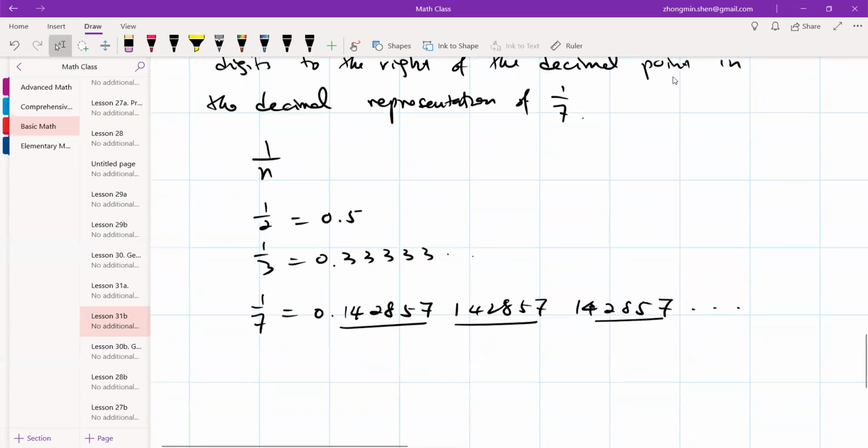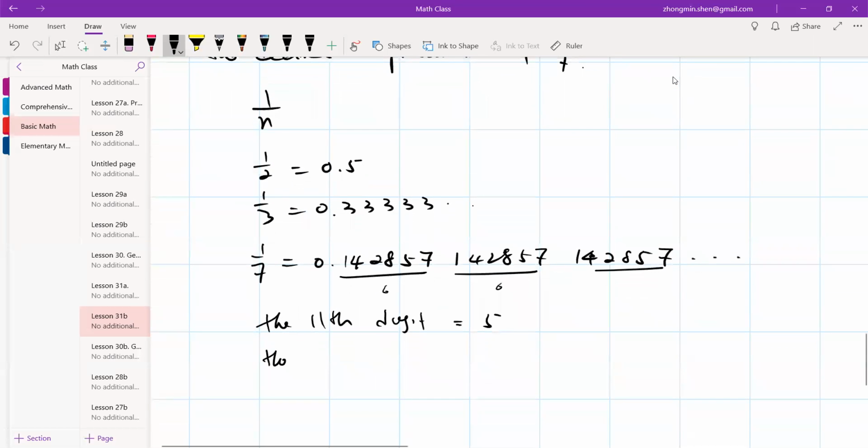There's the 11th digit, and the 11th digit will be here. How many digits, right? 6, right? So that one's the 12th. Otherwise, the 12th one is 7. So the 11th digit is going to be 5, okay? You can also figure out the 44th digit. The 44th digit depends on how many times you divide by 6, right? Because one block contains 6 digits, okay?